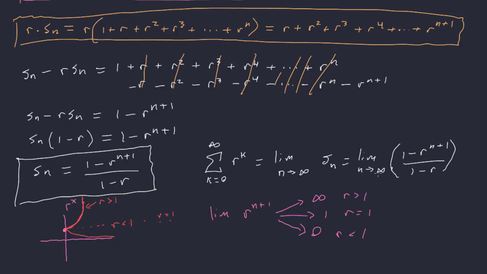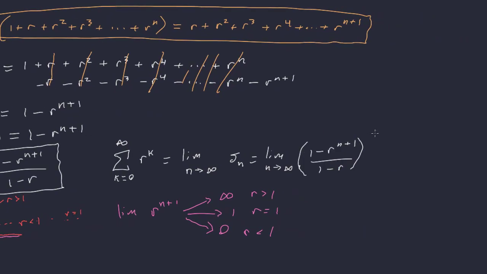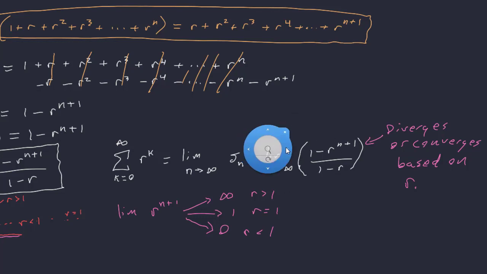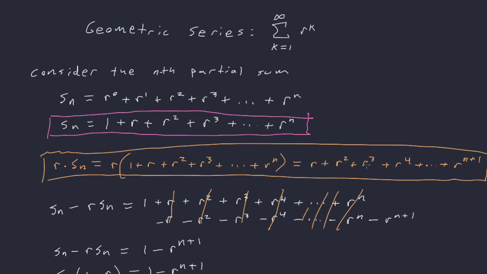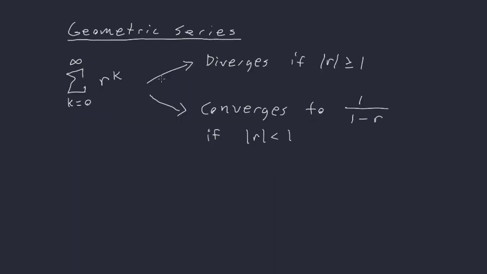So if r is greater than 1, we're going to get this thing diverging. So this diverges or converges based on r. Okay, so let's clean this up a little bit, and I'll give you the actual property for geometric series. All right, so here's the main property.